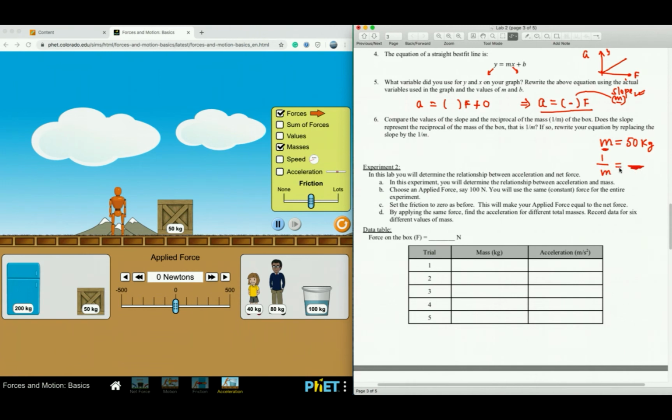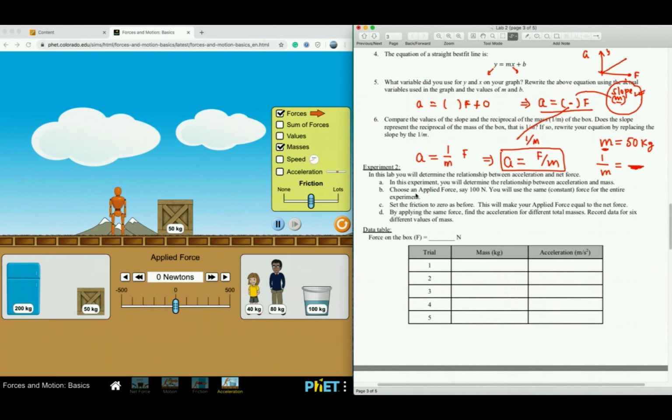Now, do they look the same or similar? Okay, if the values are similar, that means the slope is the reciprocal of the mass. Okay, this slope is the reciprocal of mass. That means you can write the equation as acceleration is 1 over m, which is the slope, times force. Okay, so your equation for the relationship between acceleration and force would be a equals F over m. Okay, that's the equation. So you want to show that.